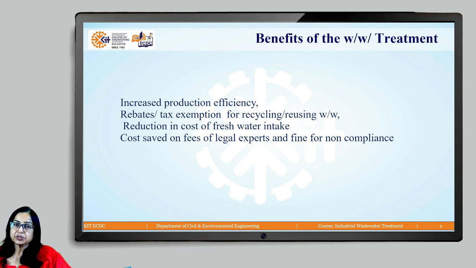A fine will be imposed, and when there's a legal case against industry, industry has to spend money on fees of legal experts who will represent the industry in the court. So there will be expenditure on fees of legal experts, as well as industry would have to pay fine for non-compliance. All this money would be saved if industry installs or constructs ETP and meets the stipulated standards. So now I hope you have understood there are tangible benefits of wastewater treatment.